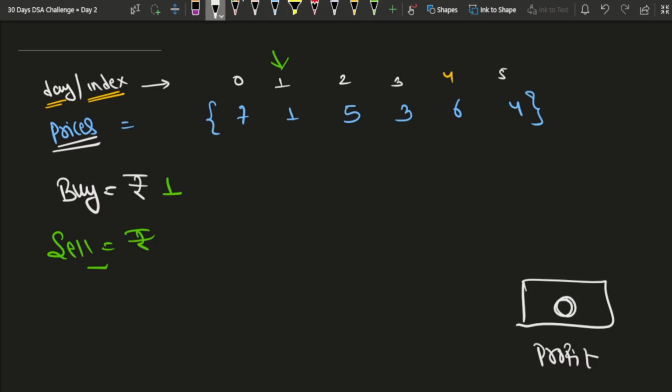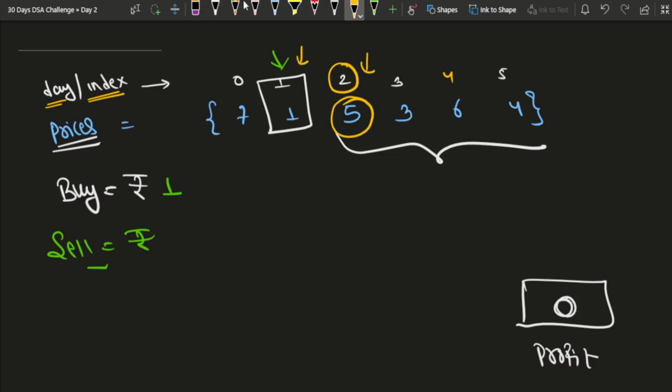Now as per the question, we can buy a stock on any one particular day, and we have to sell the stock in the future. So again I will try all the possible combinations. So let's say I buy that stock on day number 1, and if I sell that stock on day number 2, how much money will I get? I'll get 5 rupees. So this sell variable will now hold 5.